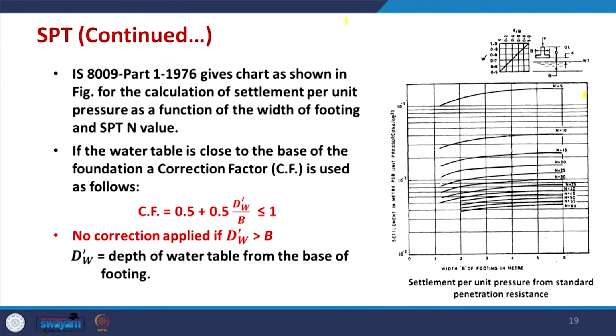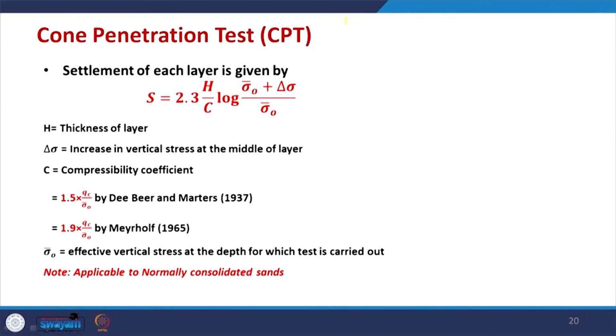So, once the correction factor is found, you divide the value of the settlement obtained from this chart and get the corrected value of the settlement. So, this was the case here, and we have already discussed this Cn, the correction applied after this chart. Now, continue with that. What you have here, once correction is applied, this was related to the standard penetration test.